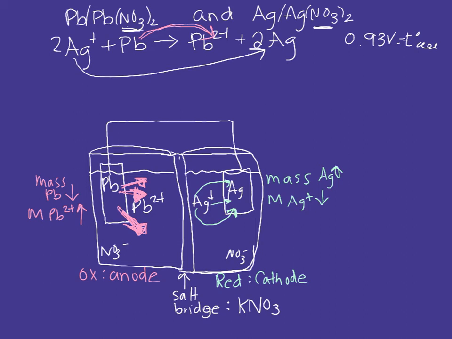So the electrons are going from the anode, because that's where the electrons are being produced, to the cathode. That's what these arrows mean. That's our flow of electrons. Flow of electrons are going this way.